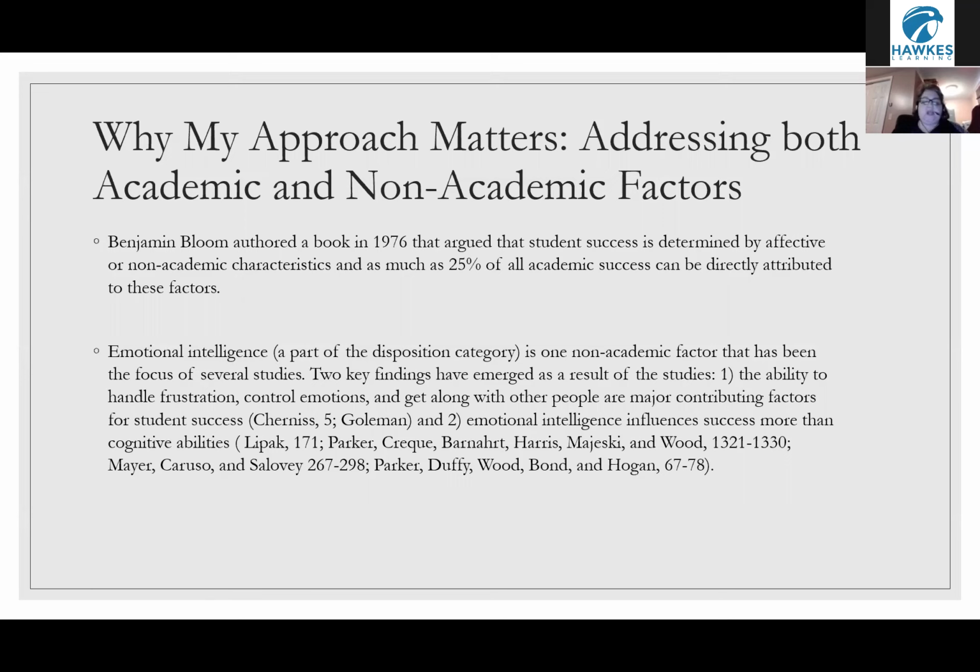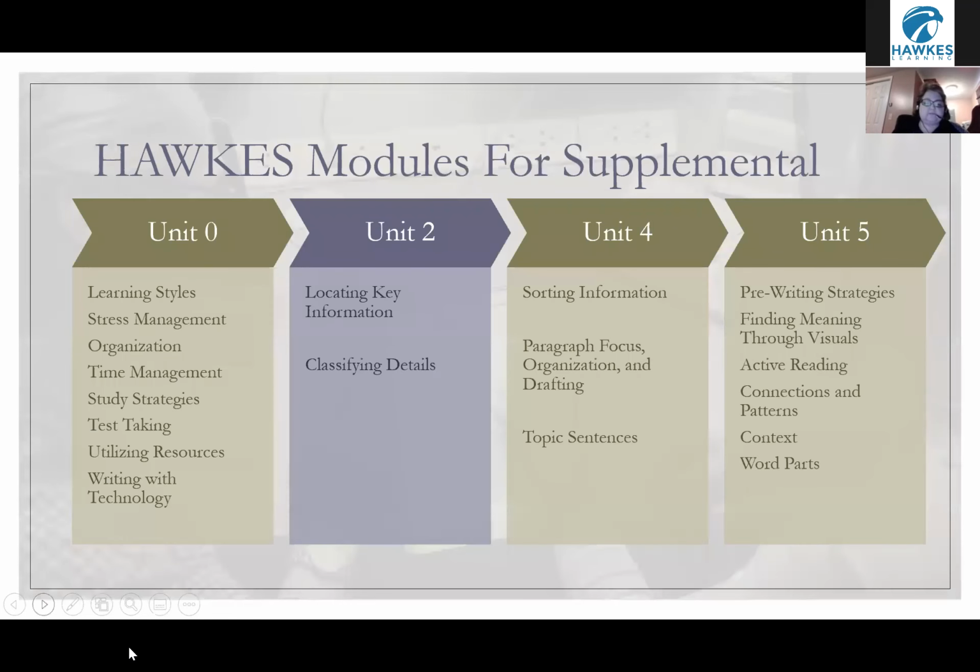One, the ability to handle frustration, control emotions, and get along with other people are major contributing factors. So anytime we can have students practice that skill and hone in on it, that's going to help promote student success. Emotional intelligence also influences success more than cognitive abilities, and there are some scholars that have come up with that as well. So here's the reason why I like using the Hawks modules.